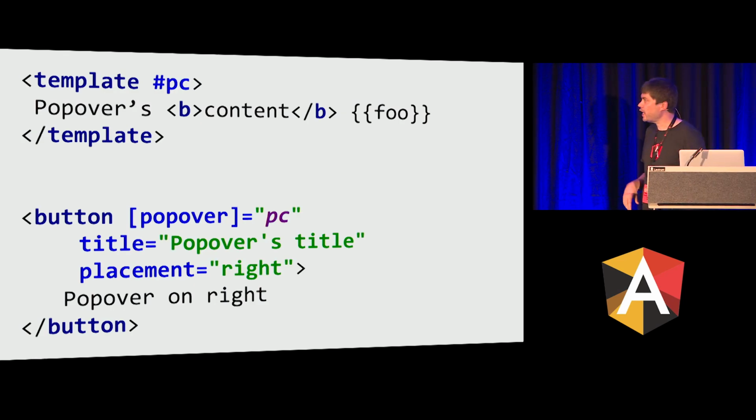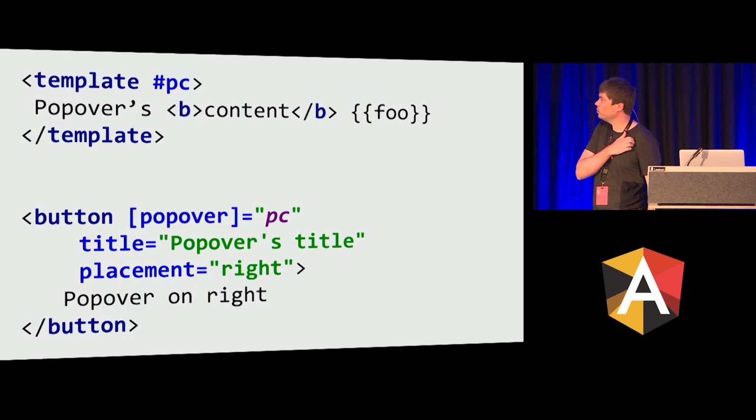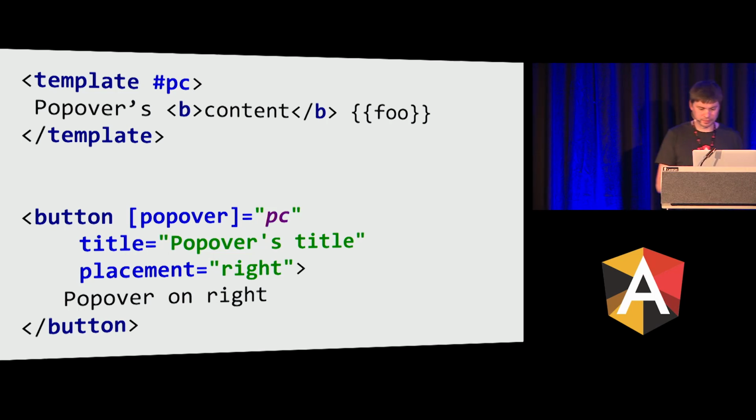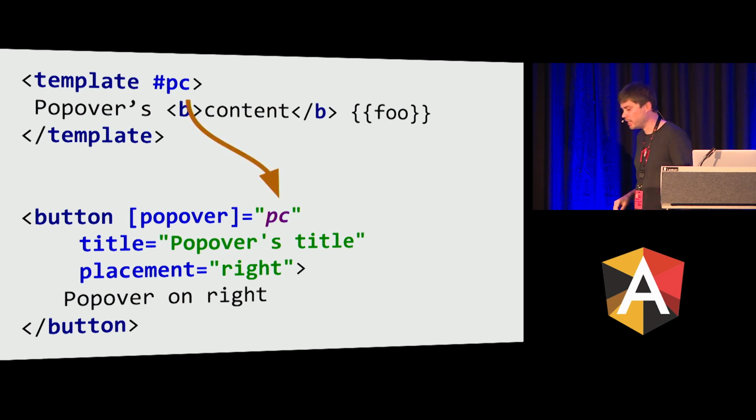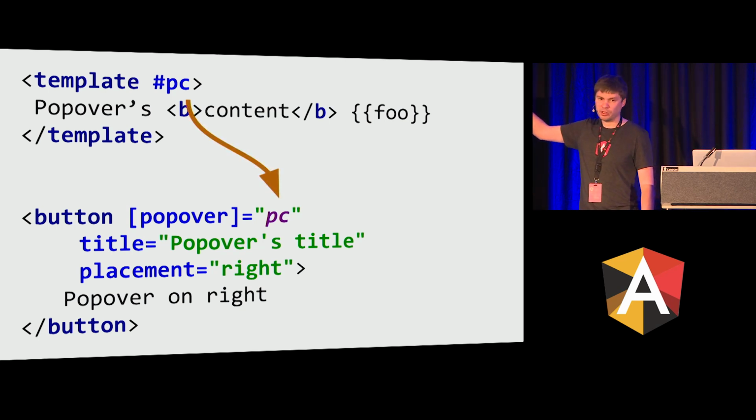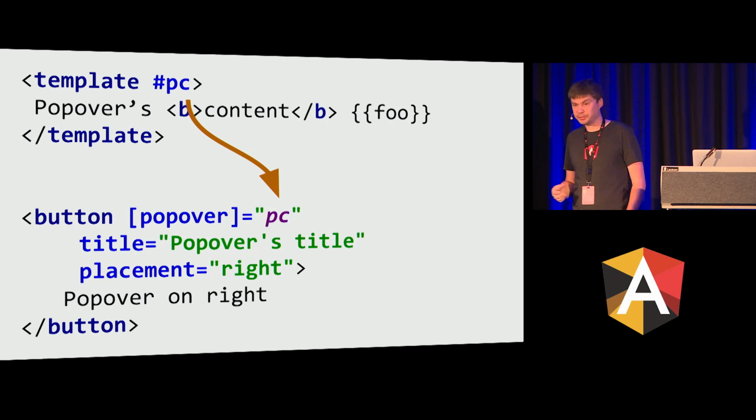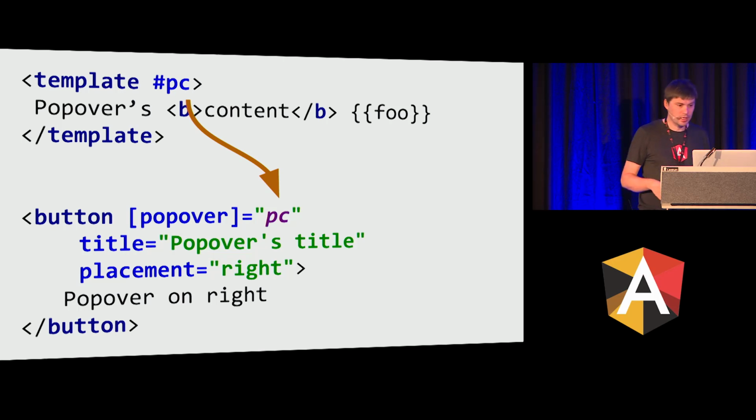So this is how we would like our directive to look. I have a popover directive which I can give title and placement, but I can also say, hey, fill the hole with the content of this template that I've got above, right? This way I can open popovers with any content. So how can we do this?